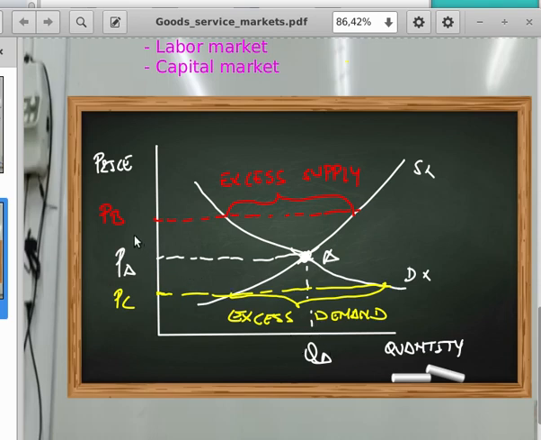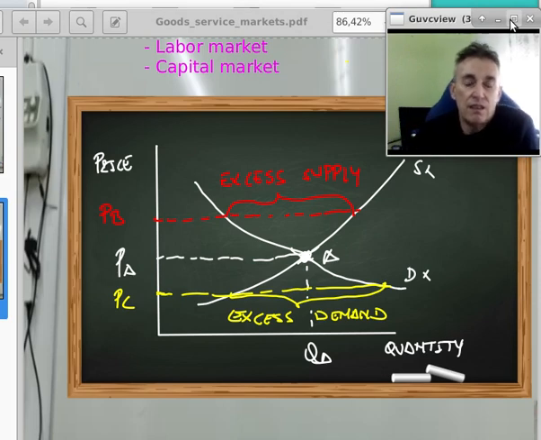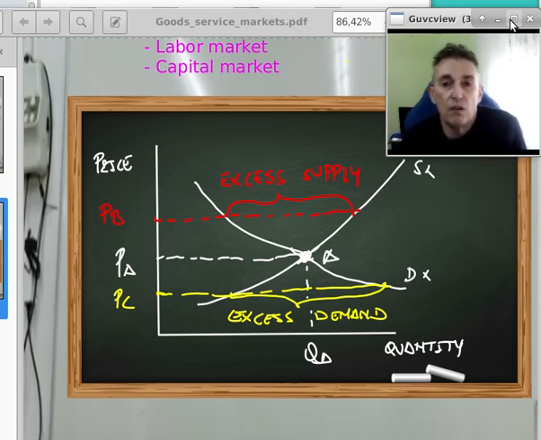If, for example, we have a price PB higher than the equilibrium price, there is an excess supply, and if we have a price PC lower than the equilibrium price, we have an excess of demand. This is the end of this short video about markets.